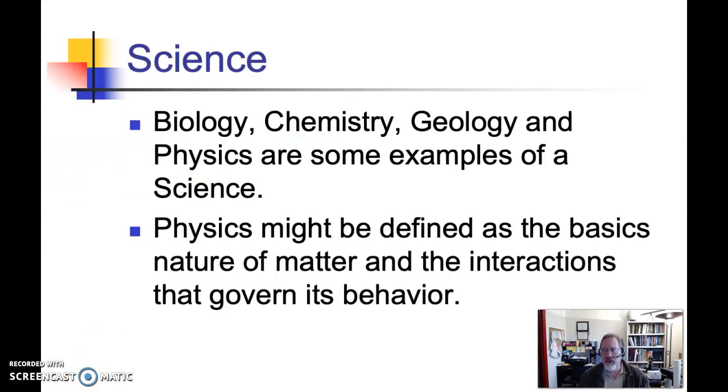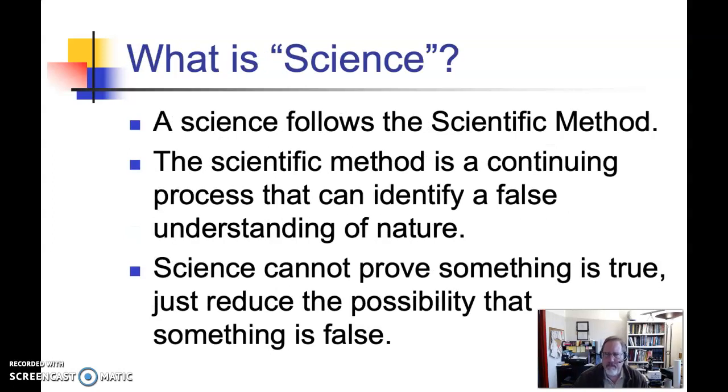So, science. Biology, chemistry, geology, and physics are examples of a science. Physics, the topic of this course, might be defined as the basic nature of matter and the interactions that govern its behavior. So, we talked about different types of sciences, and physics is one of them.